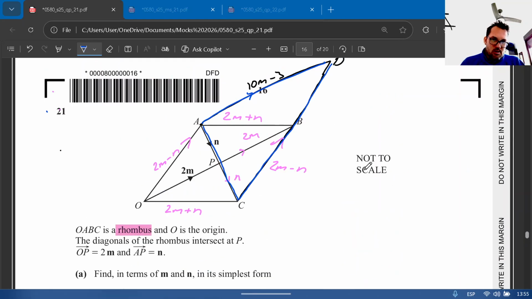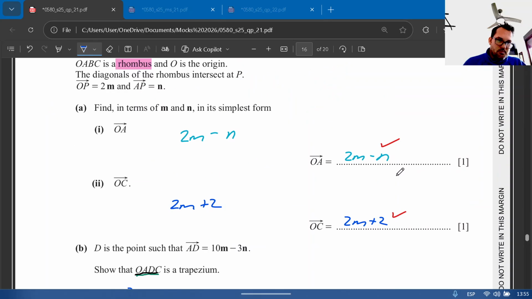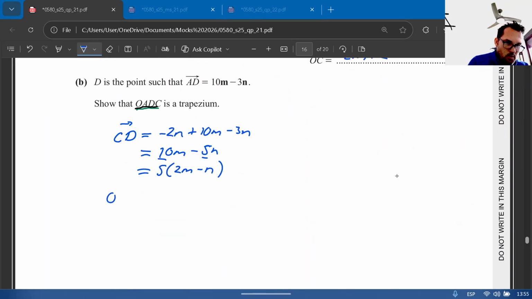So what does that say? This whole length here is 5(2m minus n). So it means this part here will be 4(2m minus n), and to get 5n. And OA is 2m minus n. Thus they are parallel.